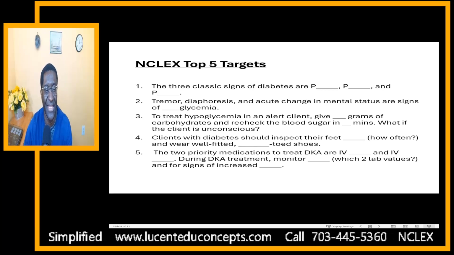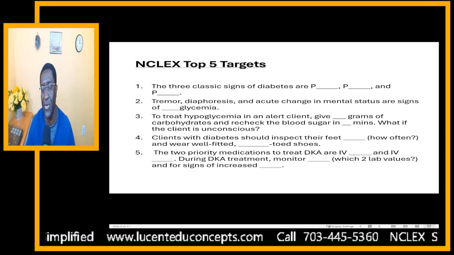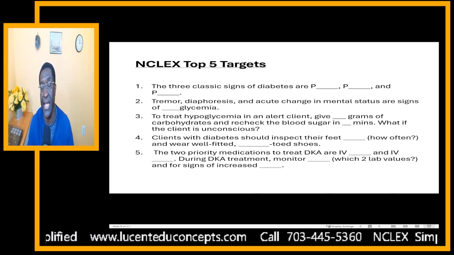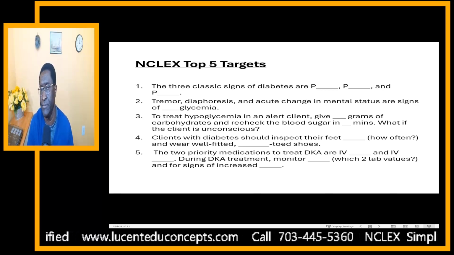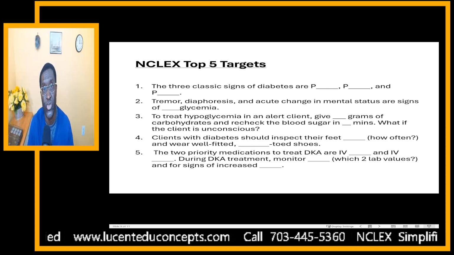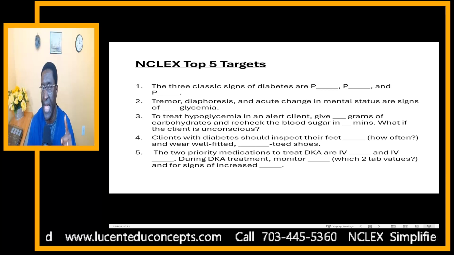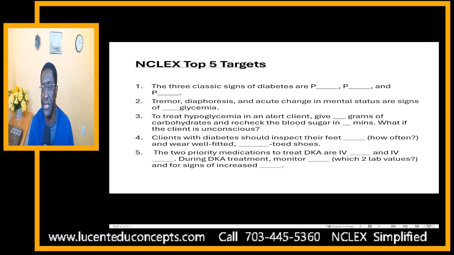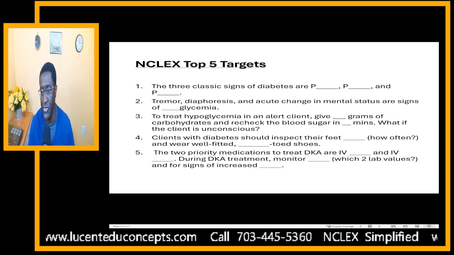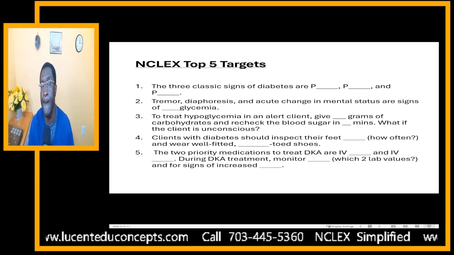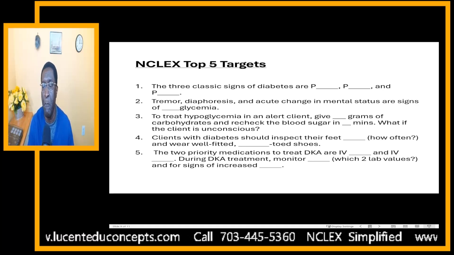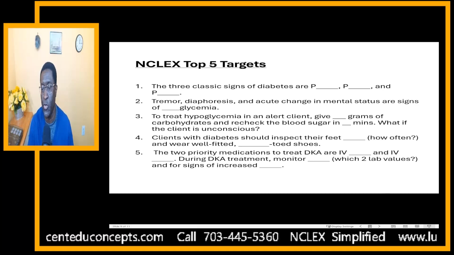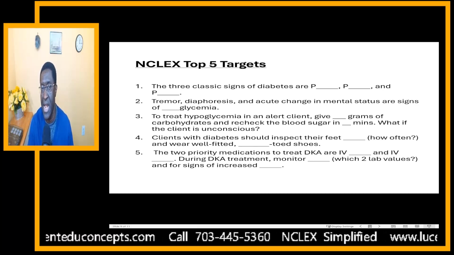Okay, I think I've given you enough time, right? Let's take a closer look over here. The two priority medications to treat DKA are IV fluids and IV insulin. It says during DKA treatment, monitor which two lab values. The first one we're going to monitor is potassium. So monitor potassium levels. And then obviously the next one is also going to be monitor insulin levels.